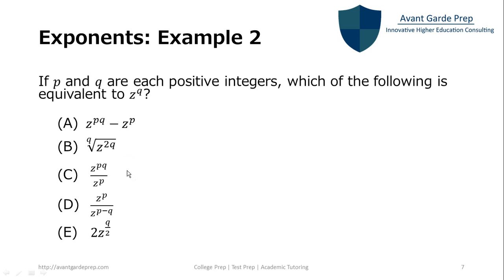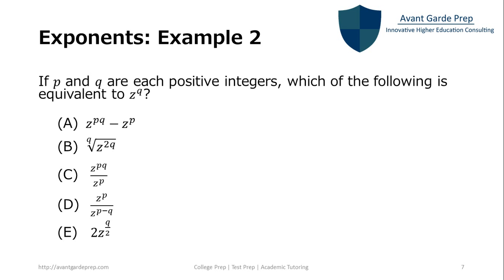This problem states that if p and q are each positive integers, which of the following is equivalent to z raised to the q power? Now, we notice that in our question and in all the answer choices we have variables. This is a great time to use the backdoor strategy.